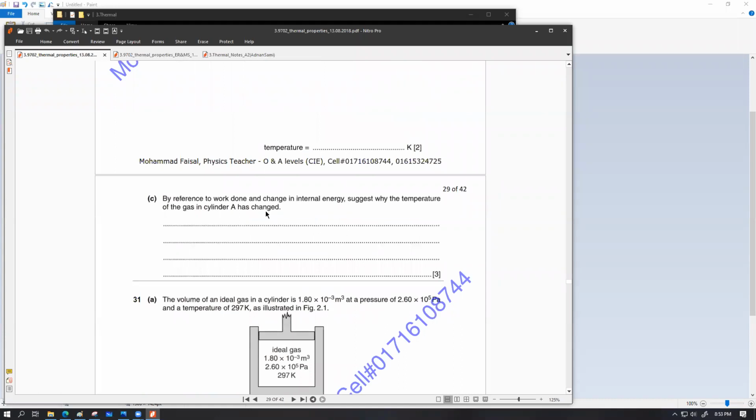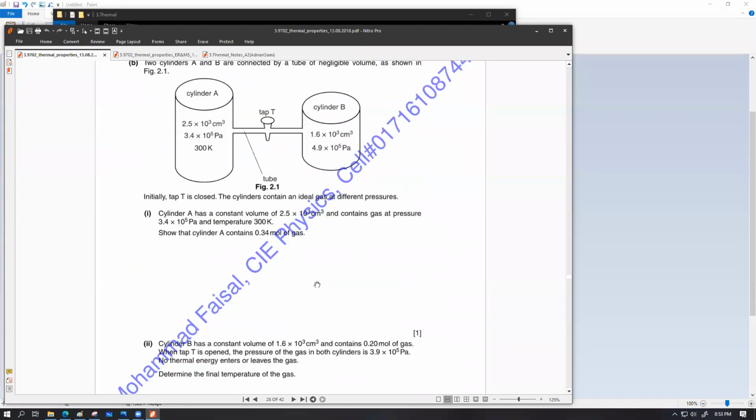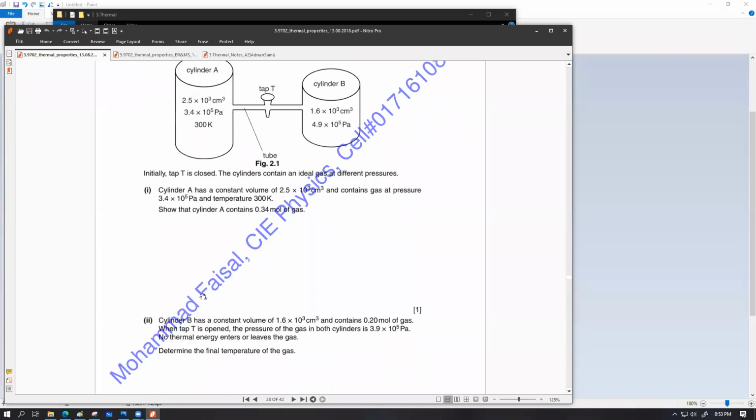Oh, this is pretty simple. Try to understand. By reference to the work done and change in internal energy, this question is not giving us the actual temperature of cylinder B. Is it giving us? The cylinder A has a constant volume of this much, gas pressure this much, and temperature changing. This is for cylinder A. So the cylinder has a volume of this gas. Tap is open.